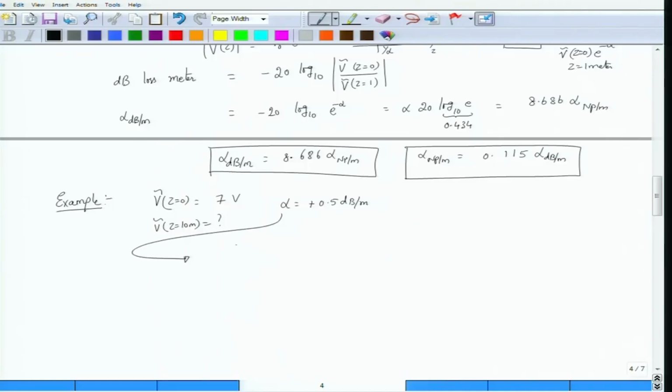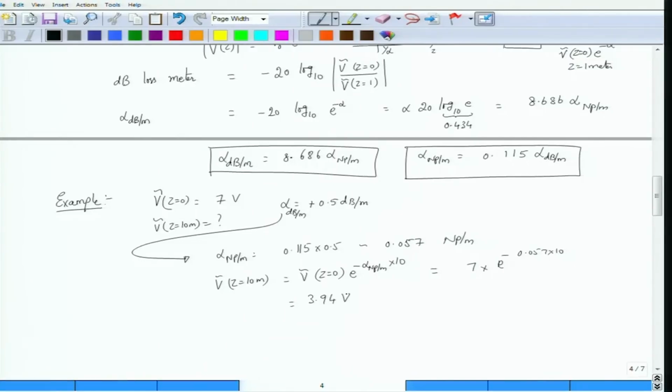So you consider this dB per meter and convert it into Neper per meter. When you convert that, that would be 0.115 times 0.5, which is approximately 0.057 Neper per meter. And then the voltage at z equal to 10 meters will be the voltage at the source side times e power minus alpha in Neper per meter times 10, because z is equal to 10. So you substitute: 7 times e to the power minus 0.057 times 10, and if you use your calculator, you will see that this is nothing but 3.94 volts.